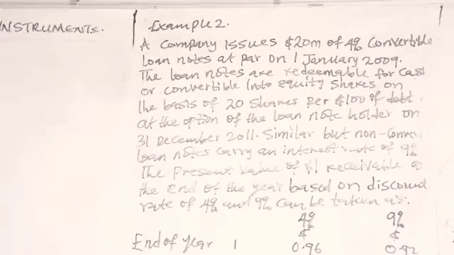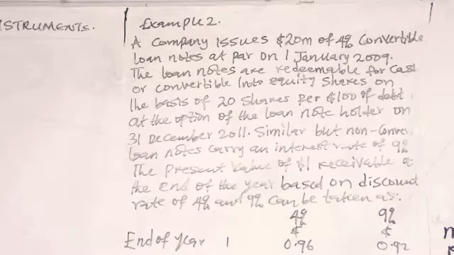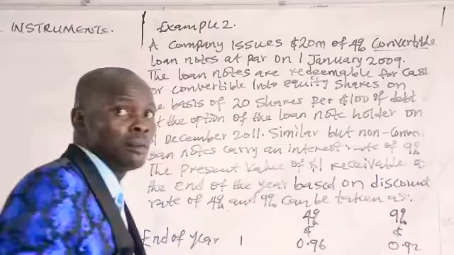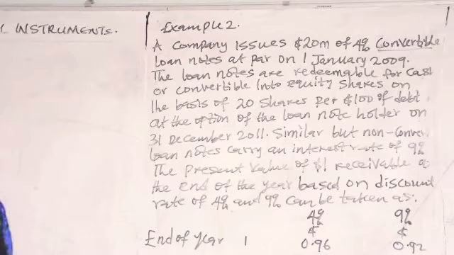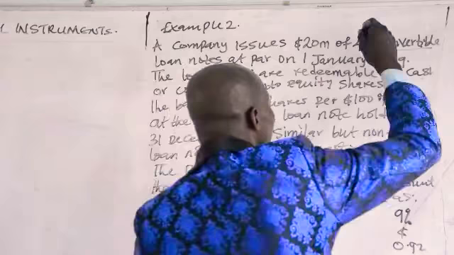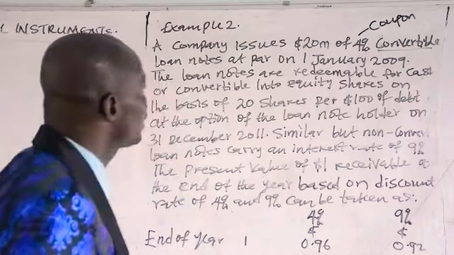Example two. A company issues 20 million of 4% convertible loan notes at par on 1st of January 2009. Convertible loan notes is a compound financial instrument. By compound financial instrument, it means it has both the liability component and equity component. 4% convertible loan notes. This 4% is the coupon rate. And I've told you that the interest paid should be calculated at the coupon rate.